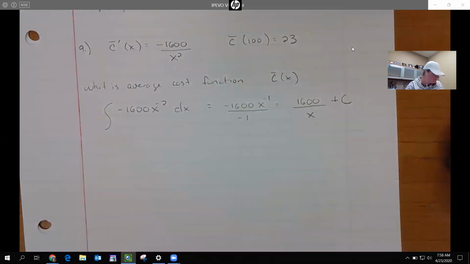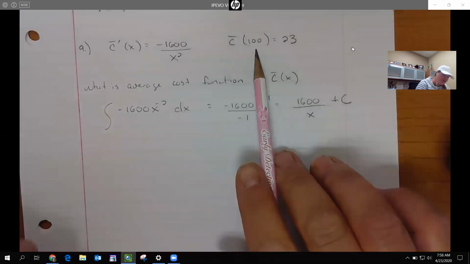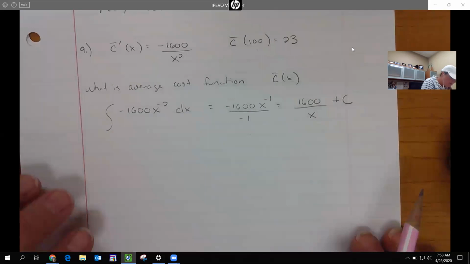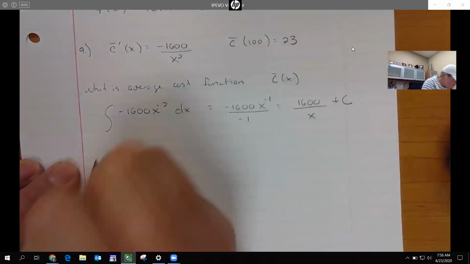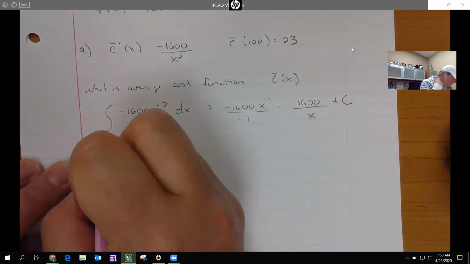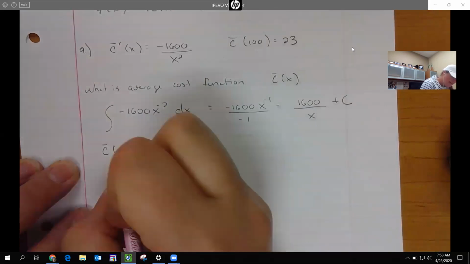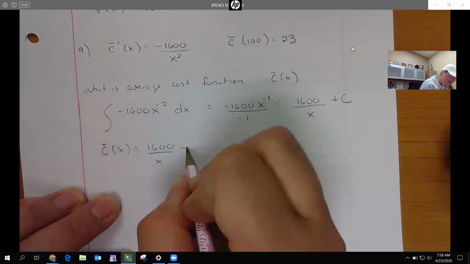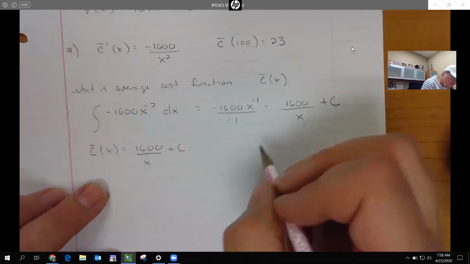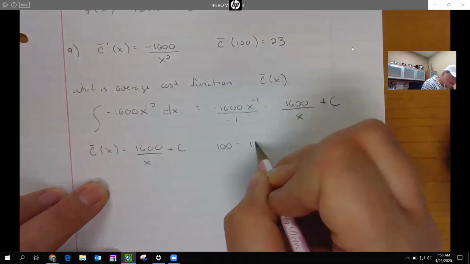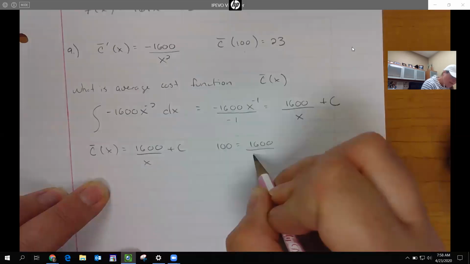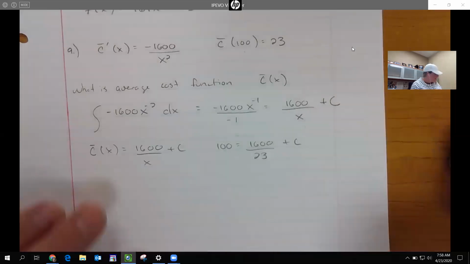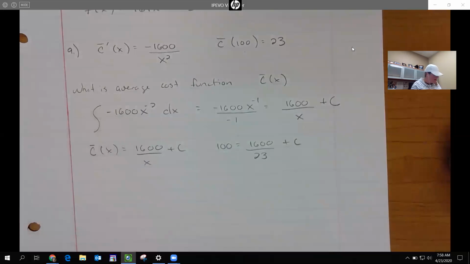Okay, so now we have this information of the y is 100 when the x is 23. So we're going to use this information here for our cost function. So this is our average cost function. Average cost is going to equal the 1600 over x plus c. And now we know this, so I'm going to do 100 equals 1600 divided by 23 plus c. And so I can solve this. I'm going to cheat and use my calculator.